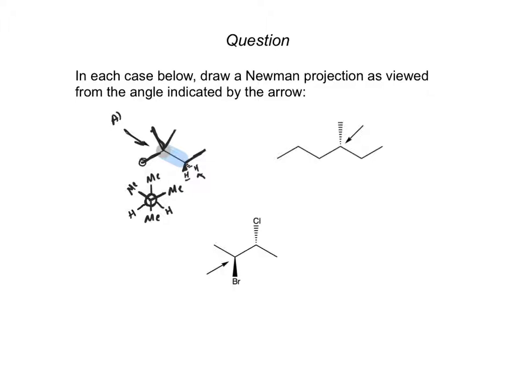So I'll try to make the second one clear. That was kind of an ugly projection. Okay, so for the second one, same thing. They're wanting us to look down specifically this bond, okay? And we're going to start with this guy being our front carbon up here, so this carbon. Okay, so as we go about this, I'm going to draw that front carbon first.